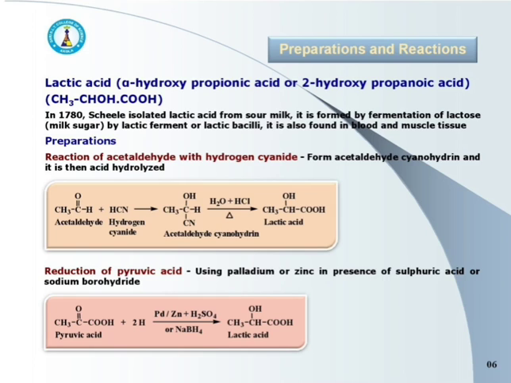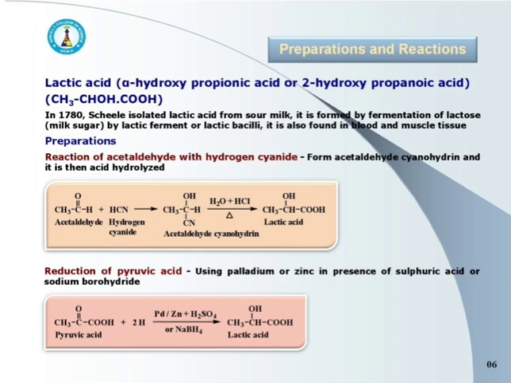First, by reaction of acetaldehyde with hydrogen cyanide. See the reaction. Acetaldehyde reacts with hydrogen cyanide to form acetaldehyde cyanohydrin, which on acid hydrolysis using HCl gives lactic acid. Here in this reaction, HCN gets added across the carbonyl group to form acetaldehyde cyanohydrin, which is then hydrolyzed.